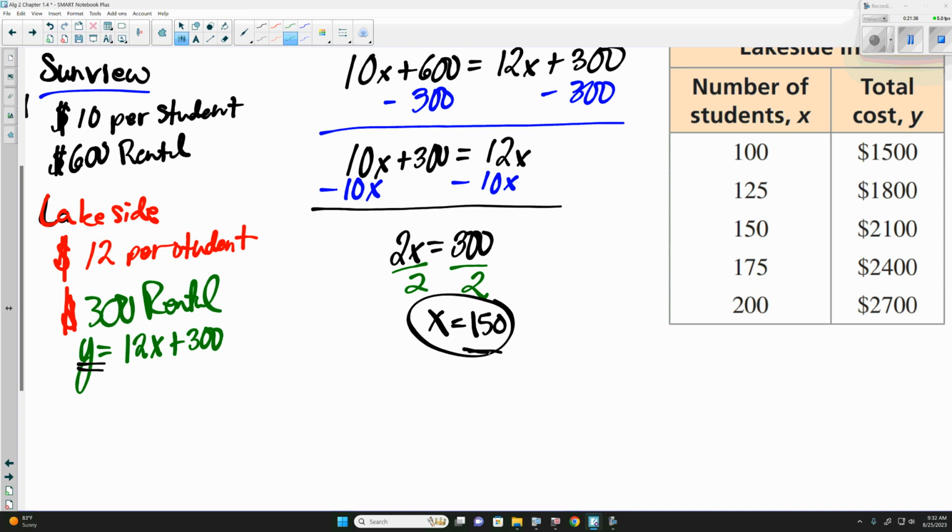At under 150, we would go Lakeside because it has the cheaper initial cost, so it's going to be lower. If we go over 150, it's going to be Sunview. Because even though they have a higher initial cost, the cost per student is lower and lets the other one catch up.